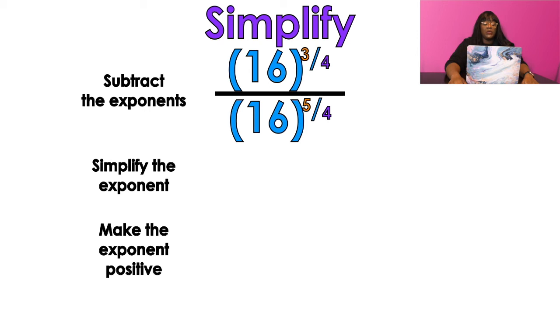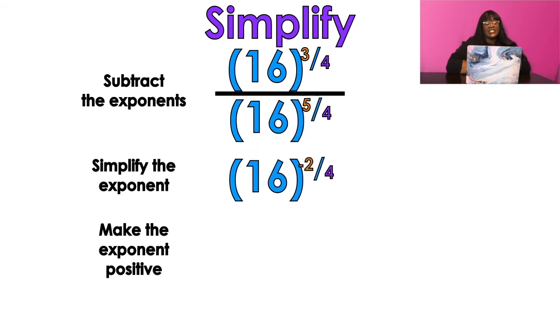Look at this big old problem. Okay, so if I have 16 to the 3/4 on top and 16 to the 3/4 on the bottom, what I can do is subtract the exponents. That's one of the rules that you learned by osmosis when you were looking at that table. So 3/4 minus 5/4. What's 3/4 minus 5/4? Negative 2/4. Still with the 16, because the only reason I can do this is because the 16s were the same number. My base was the same.